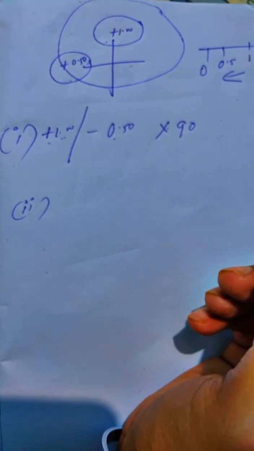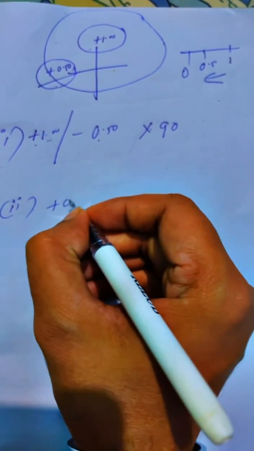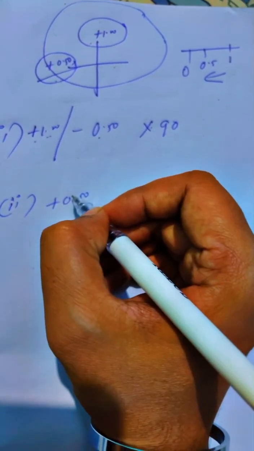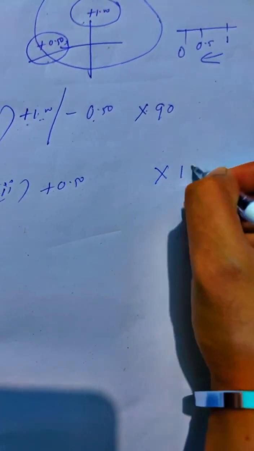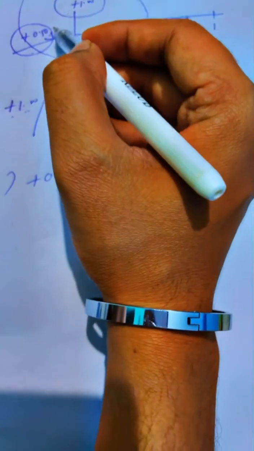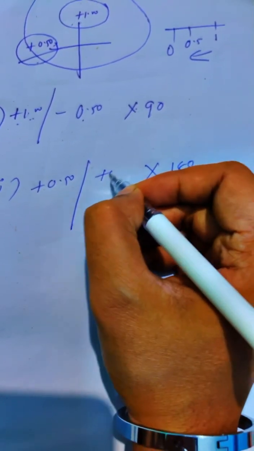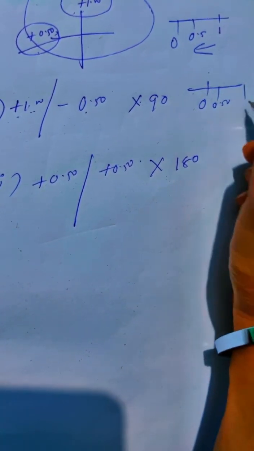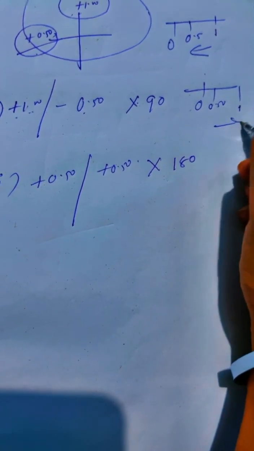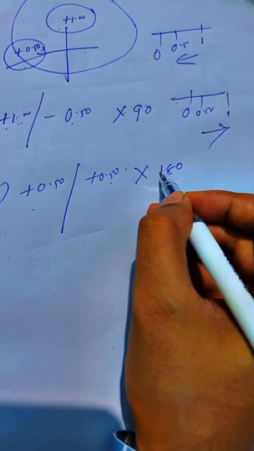Got it? So you can ask, sir, what if I take plus 0.50 as a sphere? You can take plus 0.50 also as a sphere. I'm taking plus 0.50 as a sphere, so my axis will be 180. And the difference between 0.50 and 1 is plus 0.50 because the sign convention will be positive, right? Because it is going to the right side. So I got plus 0.50 plus 0.50, 180.